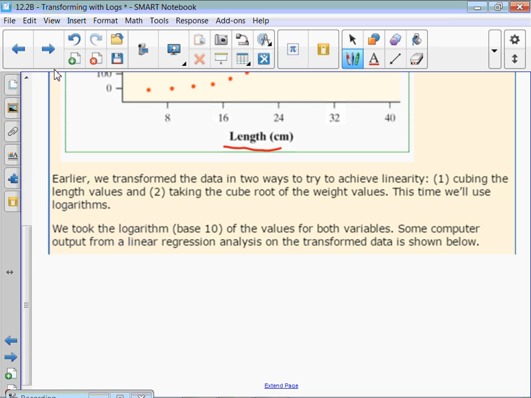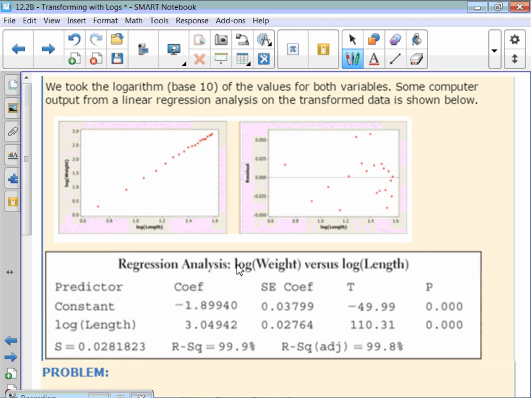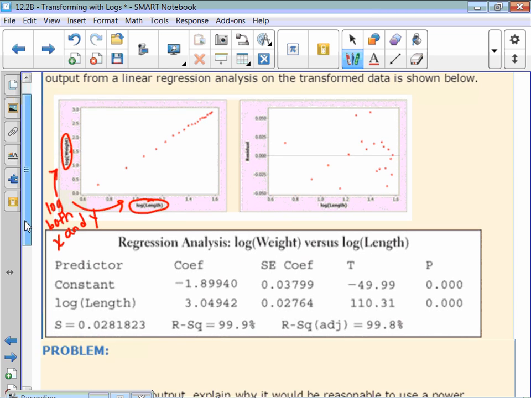and see what happens. All right, so we took the logarithm with base 10 of both values for both variables, the input and the output. And here's our output. So notice, I know this is small, but you always want to read these graphs. This says log of the length, so that's log of the input, and log of the weight. So if you're using a power model, you are logging both the x and the y, or the input and the output. That's important. And then hopefully you notice a linear pattern. Okay, then we're looking at the residual plot, which shows no leftover pattern. So again, we have a linear pattern as a good fit.